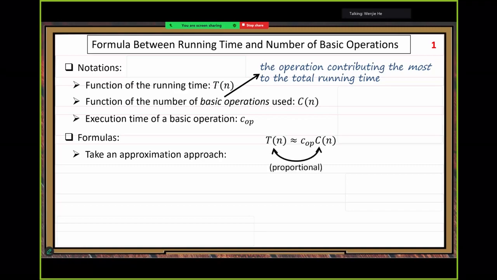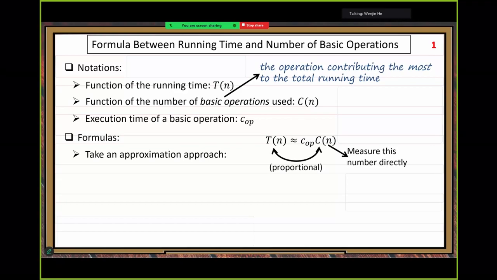But this relationship holds for all the machines. Because T of n is approximately a constant multiple of C of n, we see their relationship: T of n is proportional to C of n. Proportional.